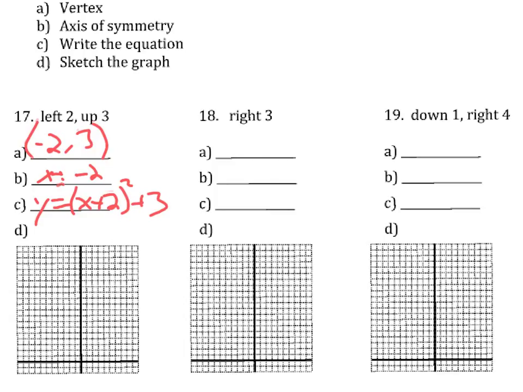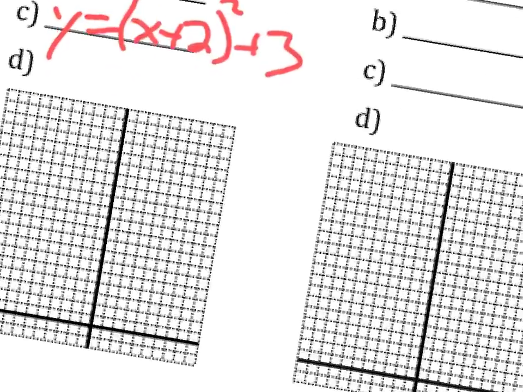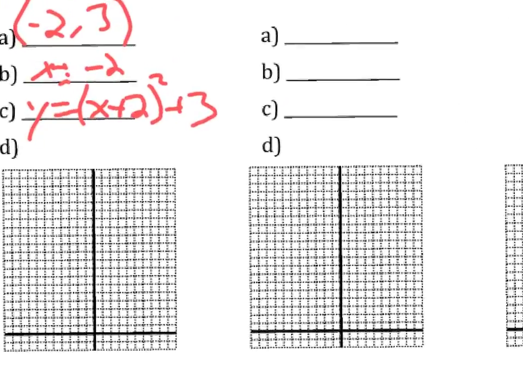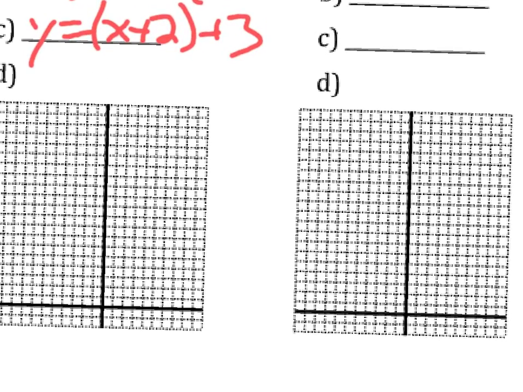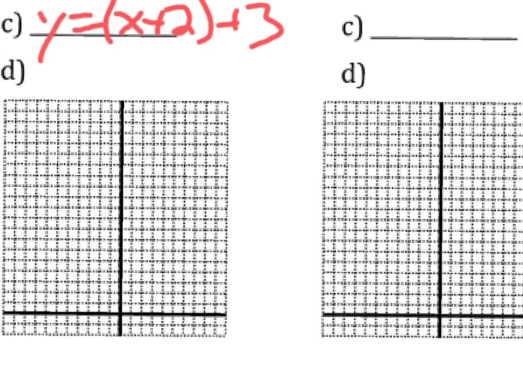And to graph it, I'm going to zoom way in. Remember, the vertex is -2, 3. So to graph it, -2, up 3, that's where the vertex is. And this is really all that's expected of you right now.